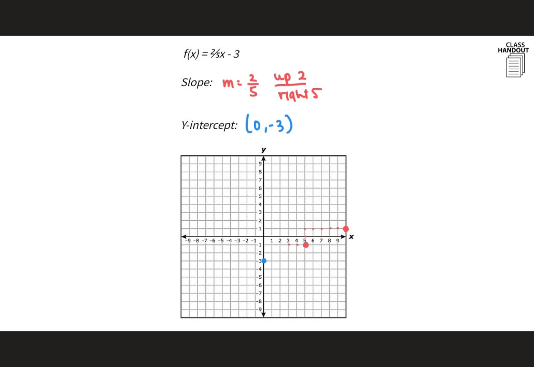Keep in mind, we can actually also go in the opposite direction. So we could go down 2, left 5, and it's the same effect. So down 2 from my y-intercept, left 5. 1, 2, 3, 4, 5. And again, down 2, left 5. So to plot in both directions, you can move in the opposite direction.